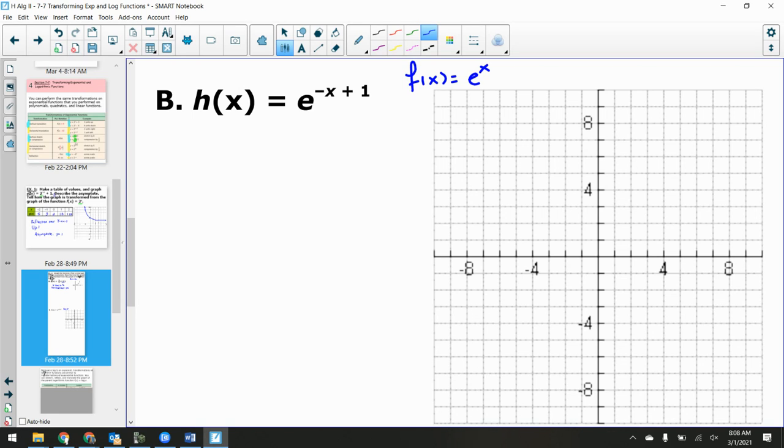Now, this one is kind of unique, because I could think of this in two different ways. What's the negative telling me to do? Up in the exponent, what's the negative telling me to do? Reflect which way? Across the x-axis or y-axis? The y-axis. Reflect across the y-axis, doesn't change the x value. Reflect over the y-axis. And then, what's this? Left 1.